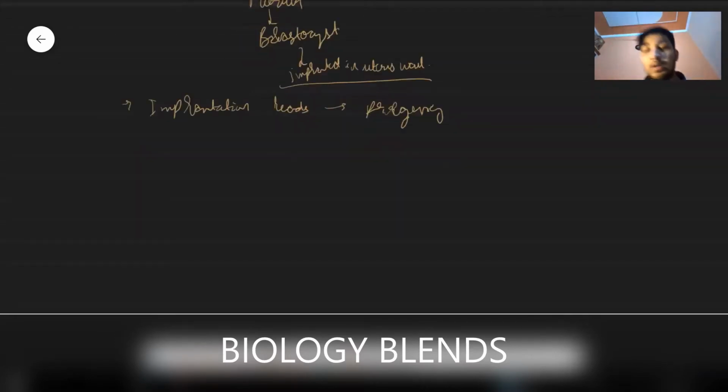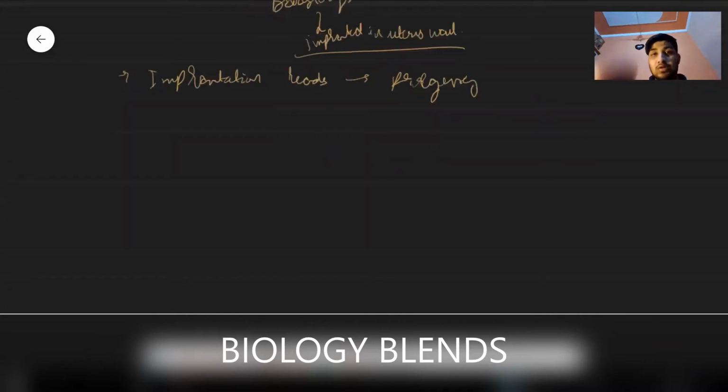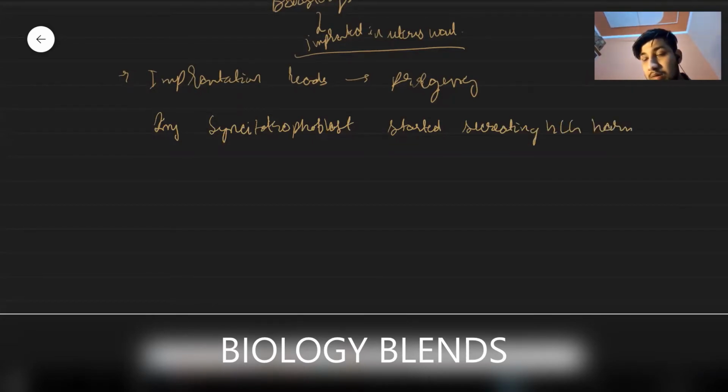And if the implantation does not occur, we know that the corpus luteum starts to degenerate. To prevent the corpus luteum from degenerating, the outer layer of the implanted blastocyst, the syncytiotrophoblast, starts secreting hCG hormone.